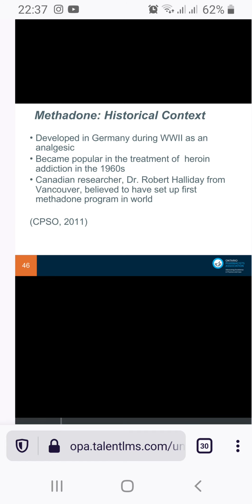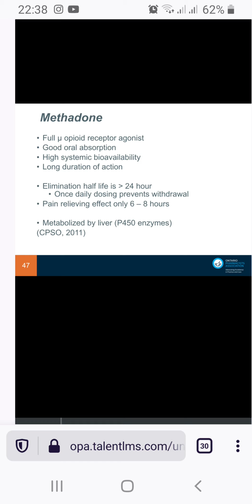Now, methadone has actually been around for quite some time. It was developed in Germany during World War II as a pain medicine. It became popular in the treatment of heroin addiction in the 1960s. And it was actually a Canadian researcher, Dr. Halliday from Vancouver, who's believed to have set up the first methadone program in the world. Methadone is a full mu opioid receptor agonist, as opposed to buprenorphine, which is partial.